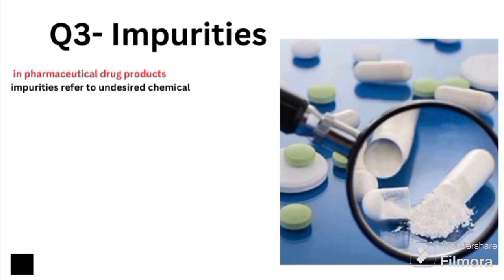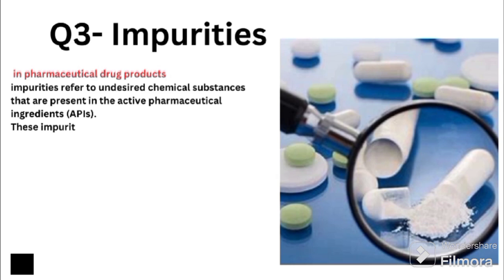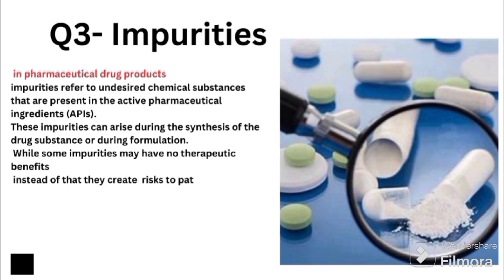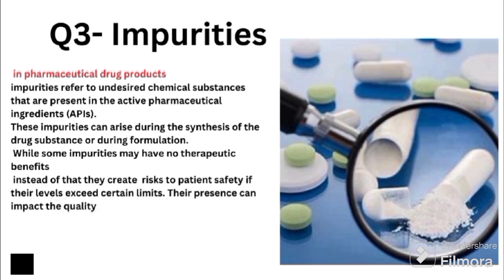In pharmaceutical drug products, impurities refers to the undesired chemical substances that are present in the active pharmaceutical ingredients, that is APIs. These impurities can arise during the synthesis of the drug substance or during the formulation. While some impurities may have no therapeutic value or benefits, they may create a risk to the patient's safety. If their value exceeds certain limits, their presence can impact the quality, safety and efficacy of the pharmaceutical products.